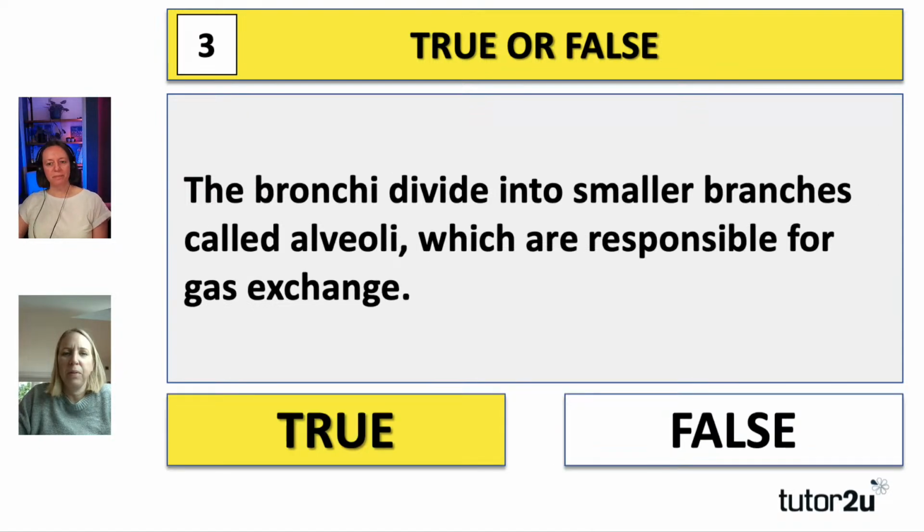Let's do the next one. Brilliant. So the bronchi divide into smaller branches called alveoli, which are responsible for gas exchange. Is that true or false? And be careful with this one, because I think some parts of this are true and some parts of it are false. So does the bronchi go straight into alveoli?